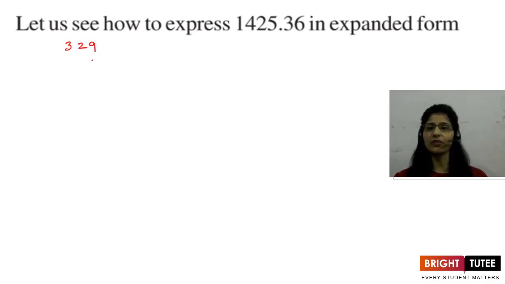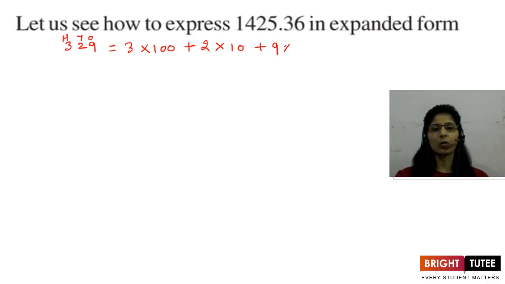How do we write it in expanded form? We have already done this in the previous grade. Ones, tens, hundreds. 3 is at the hundreds place, multiply by 100. 2 is at the tens place, 9 is at the ones place. This is the expanded form we write.